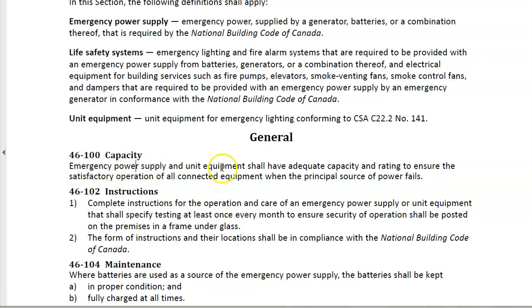46-102, power supply equipment and unit equipment. So talking about those battery-powered lights that come on to provide lighting for hallways, shall have adequate capacity and ratings to ensure satisfactory operation of all connected equipment when the principal source of power fails. Note that it's not the general to the whole building. It's talking about the principal source of power. So the area lighting in that zone is what we're actually going to attach these to, your unit equipment.